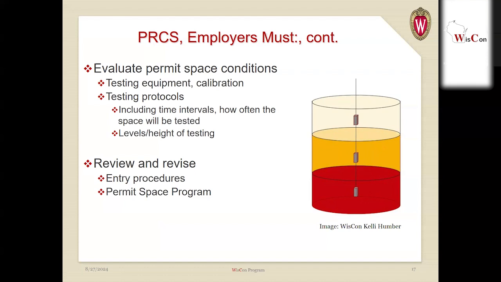So this is including time intervals and how often the space will be tested, especially if it's a long project that's drawn out and the space is changing, or there's multiple contractors or individuals working together in a space. And then two, focusing on the levels and the height of testing. So making sure you're not just testing one part of the space, but you're testing that whole space. And then you also need to review and revise entry procedures and come up with that permit space program.